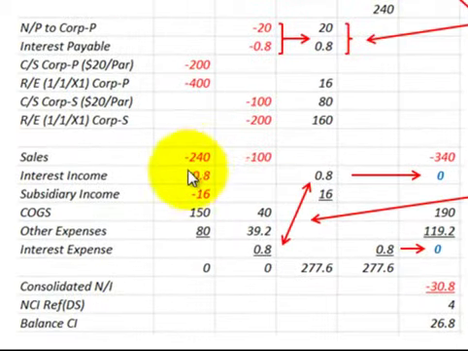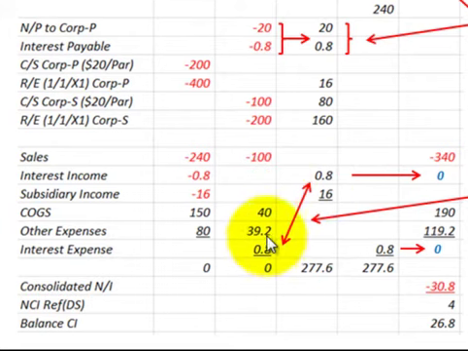So for our interest income, since the income balances with the interest expense, we have a zero balance for our consolidated income statement. So it has no effect on our consolidated income statement, this interest income and the interest expense.